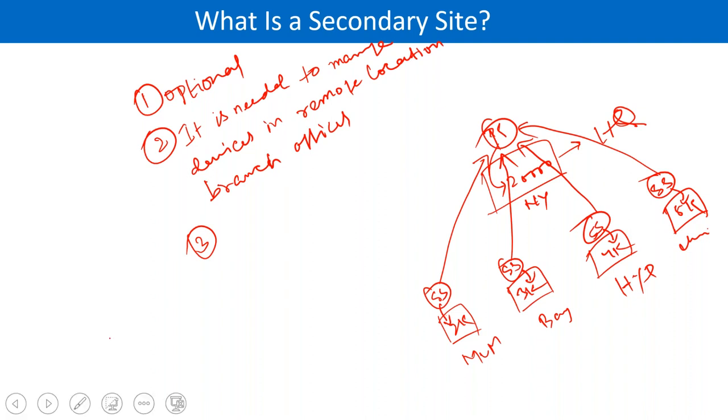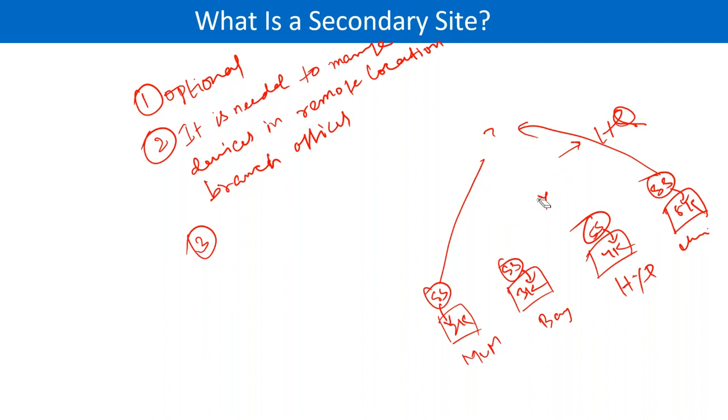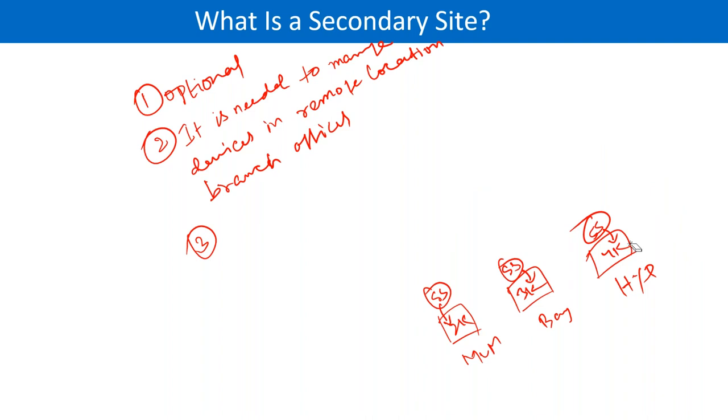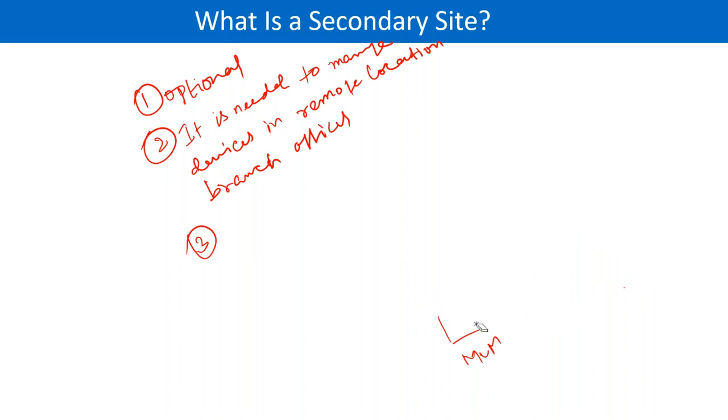Understood? Yep. No, basically, in branch office only, this secondary site will be implemented. Yes. No, suppose if WAN network is having high bandwidth. If WAN network is good, like 1 Gbps or something, you don't need secondary site. Then there in branch office also, we can go for primary only. No. From New York, you can manage devices.